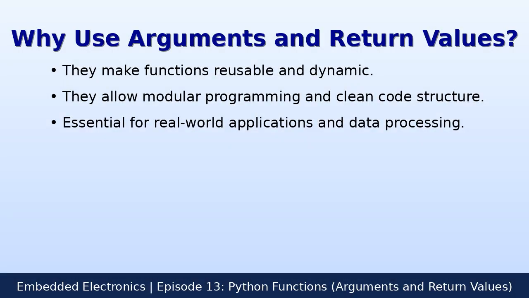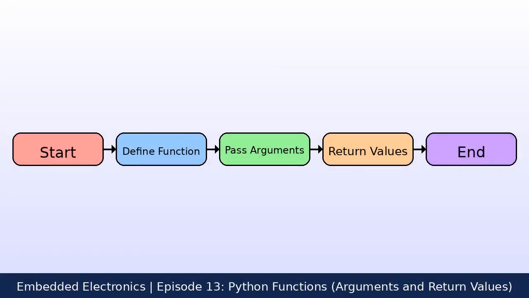Using arguments and return values makes your functions reusable, dynamic, and modular, an essential practice for clean code. This diagram shows how a function is defined, receives arguments, processes them, and returns values to the main program.